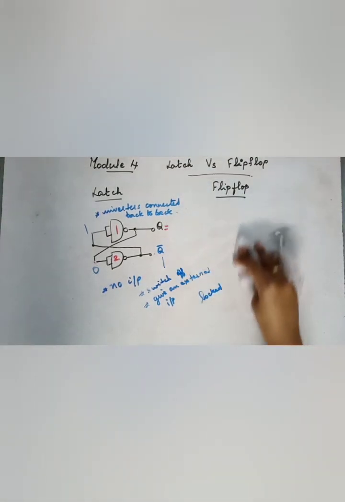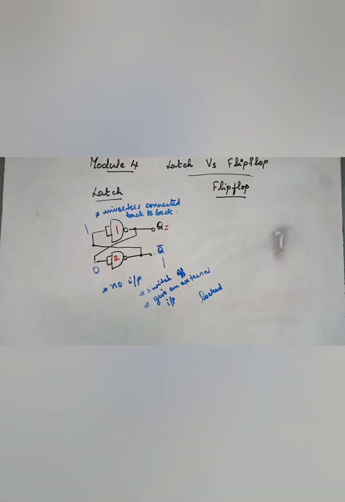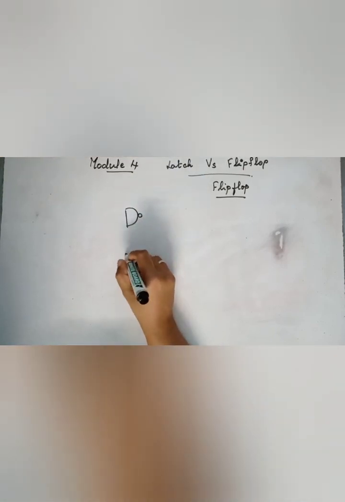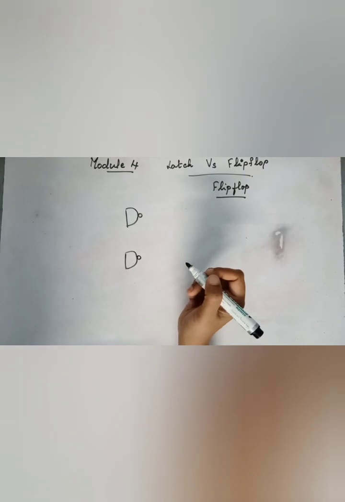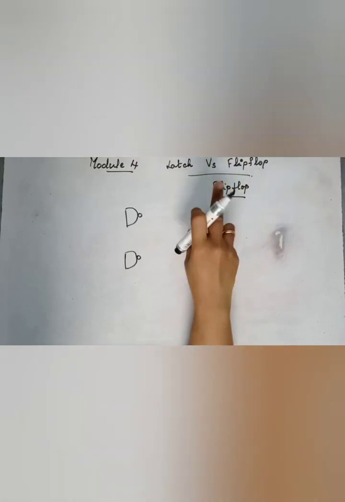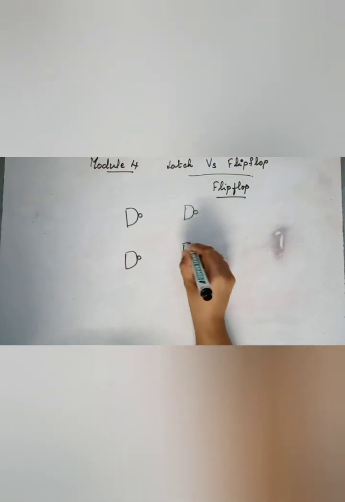Now, what is a flip-flop? The basic circuit of a flip-flop is a latch, but there is a difference between flip-flop and latch. So in order to understand the flip-flop, here also I am drawing NAND gates. In the case of a latch, you didn't have any input. In the case of a flip-flop, you will have inputs. So you actually have 4 NAND gates.